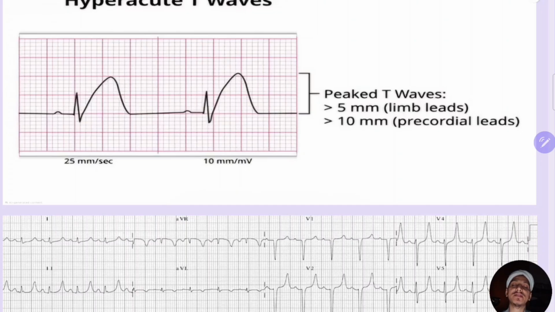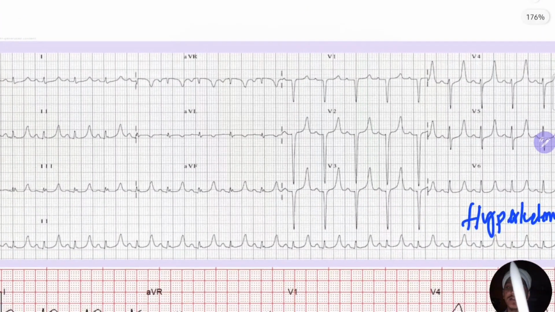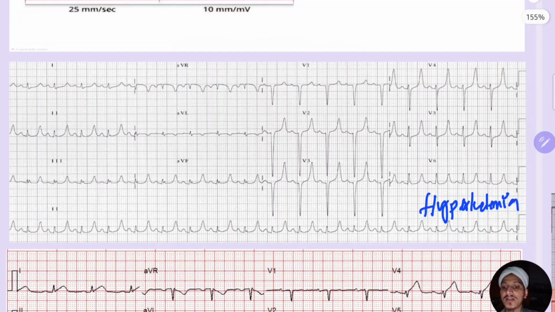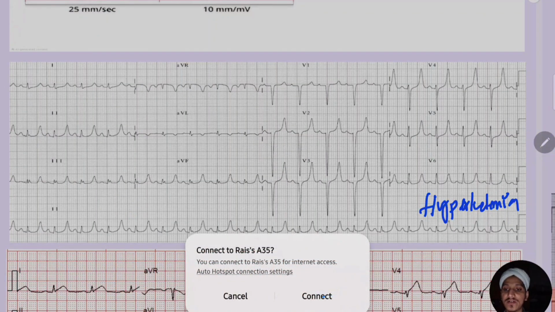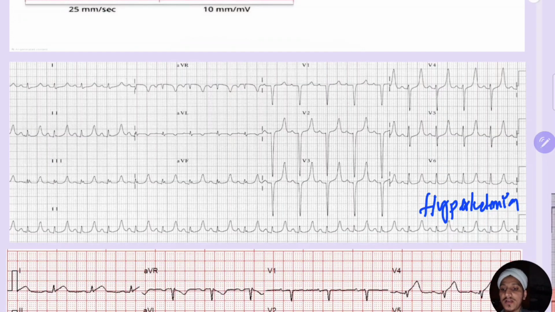In the limb leads, the amplitude should be more than 5 mm, and in the precordial leads, more than 10 mm. Now we will see the patterns. See this ECG. What are you seeing? You are seeing tall T waves. Grossly you can see tall T waves everywhere, diffuse tall T waves in 2, 3. Everywhere you are seeing them. In AVR it is inverted.